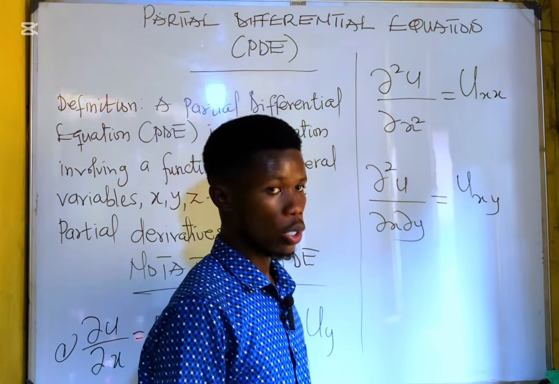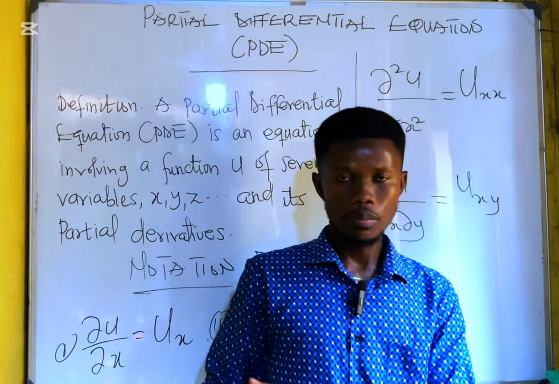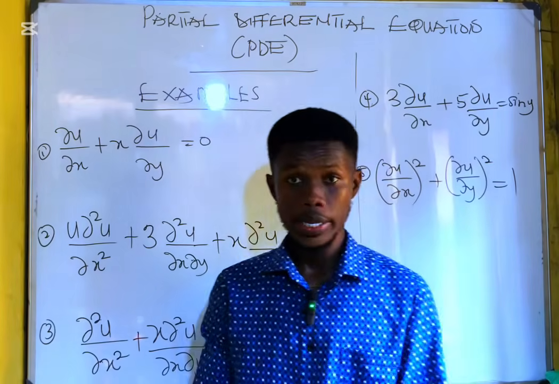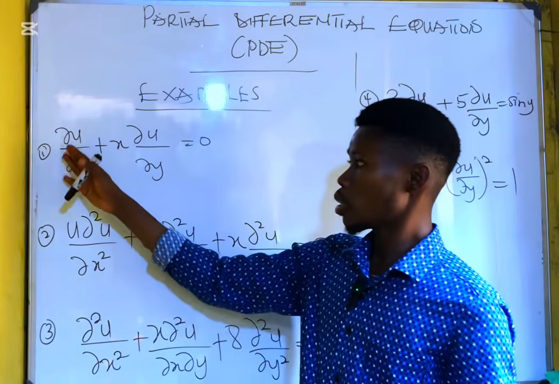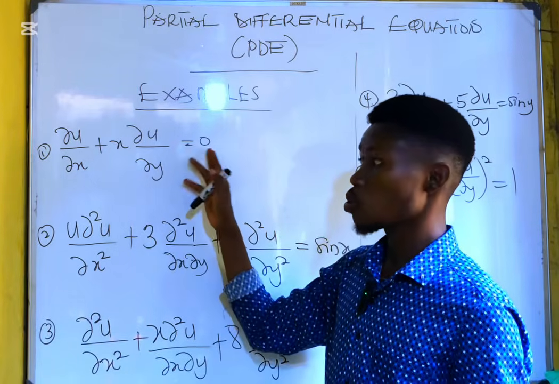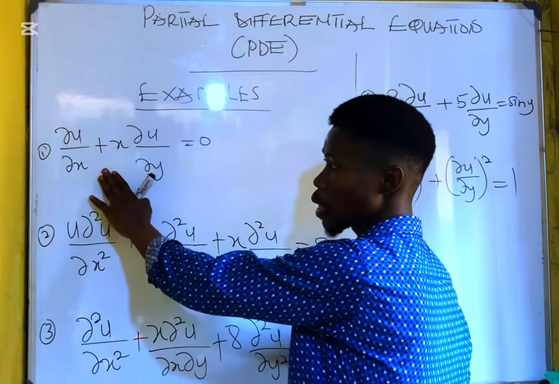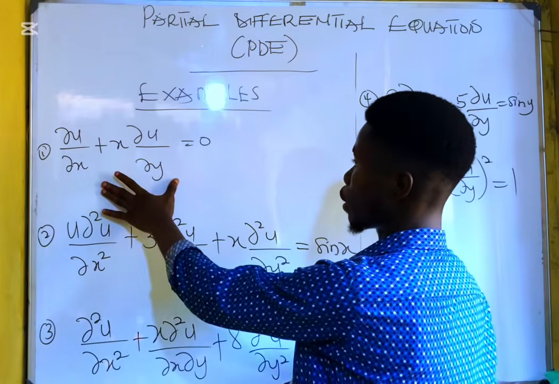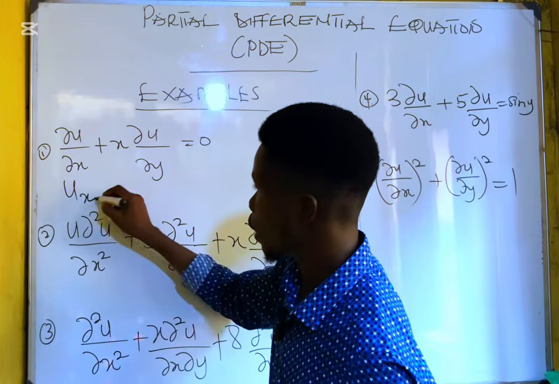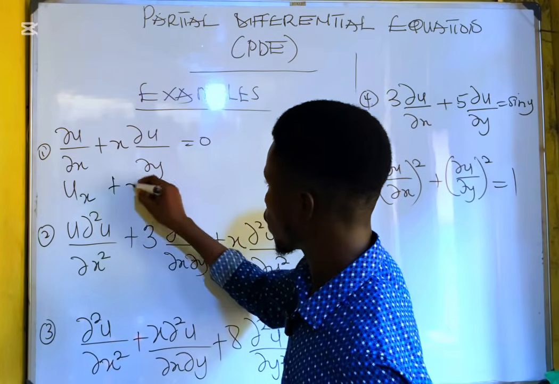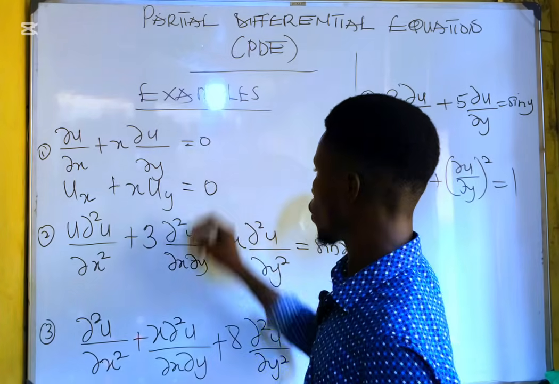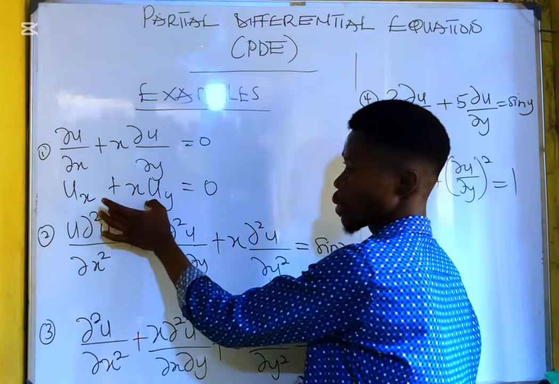Is that okay? Good. Now let's look at some examples of partial derivatives. So now let's look at the examples. For example, delta u delta x plus x delta u delta y equals 0. So this is a partial differential equation, okay? We can write delta u delta x as u subscript x, plus x times u subscript y equals 0. So this is the same as that.